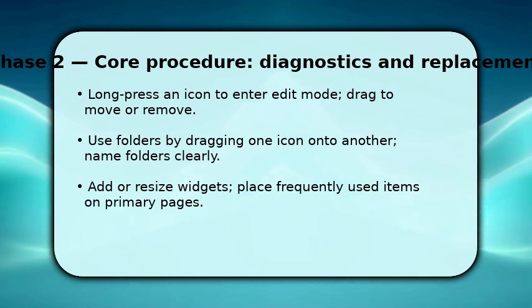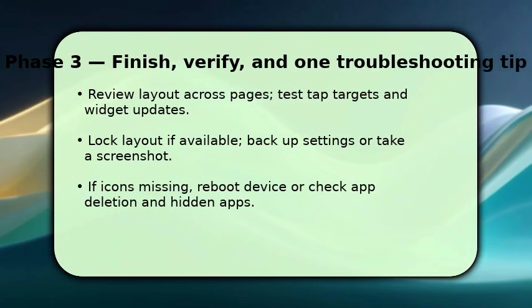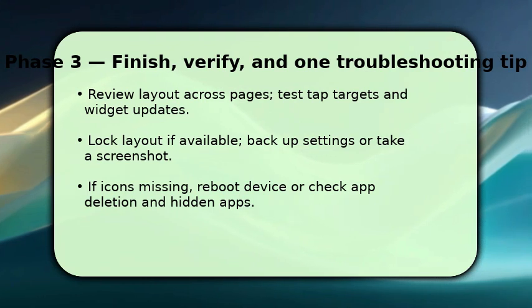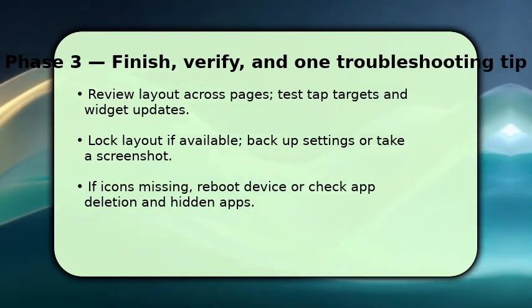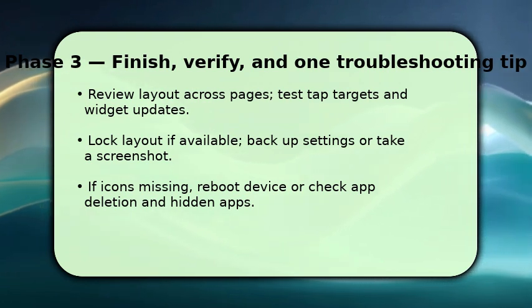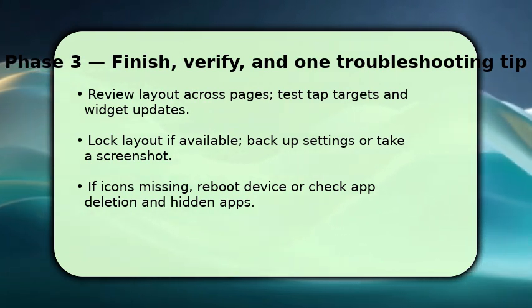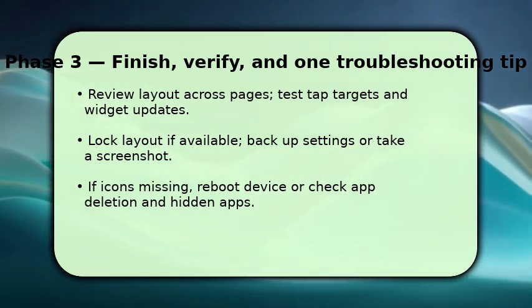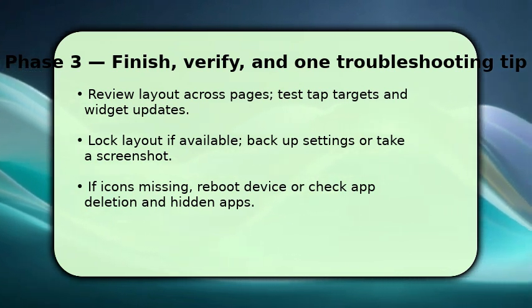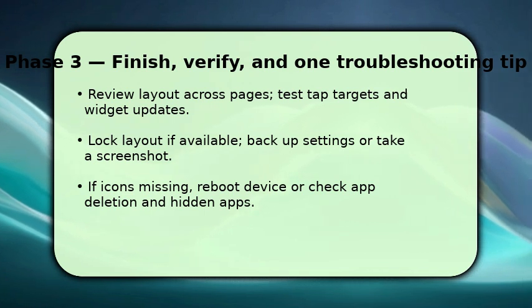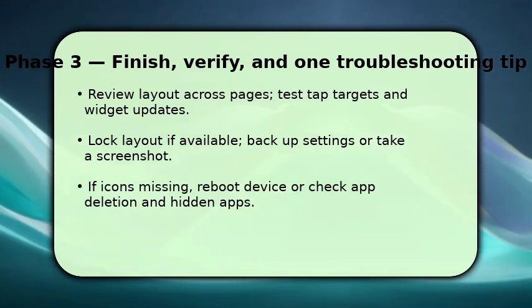Tap several apps and watch widgets update, ensuring everything responds. Once satisfied, enable any layout lock or take a screenshot to preserve your setup. This prevents accidental moves. If an icon disappears, restart the device first, then check that the app wasn't deleted or hidden. If problems persist, make sure OS updates are installed, because compatibility fixes often resolve.